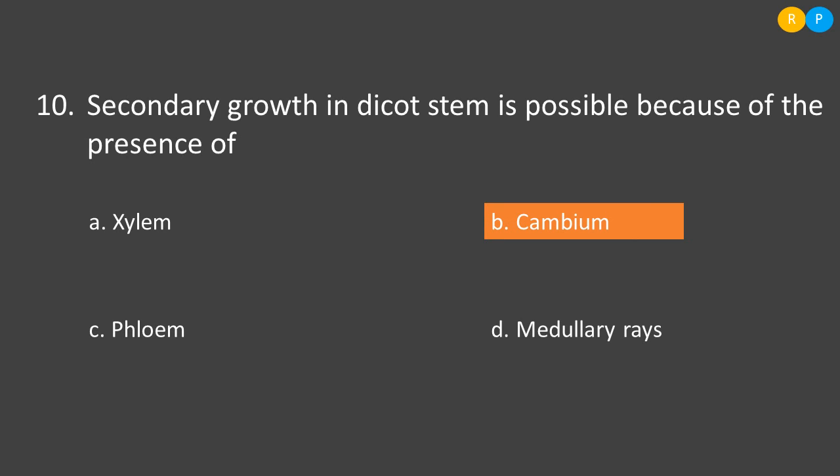Clear? So let us see the option A, xylem. So xylem is not meristematic in function. It is not going to help the secondary growth by the addition of new tissues. Then option B, cambium. So cambium is meristematic in activity, so it can add new tissues to both the regions, that means towards the outer as well as towards the inner region of the plant. Then option C, phloem. Phloem is a kind of vascular tissue. Then option D, medullary rays. So medullary rays are present in between the vascular bundles in the dicot stem. So among the four options, the correct one is option B, cambium.